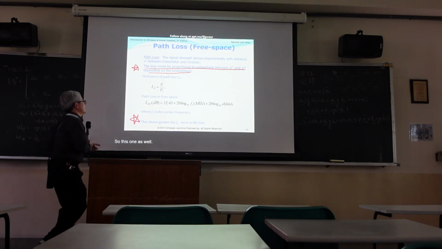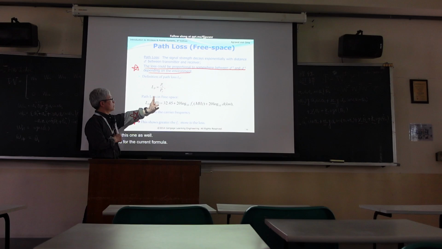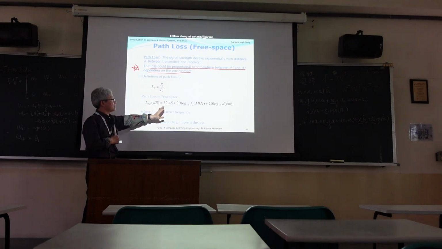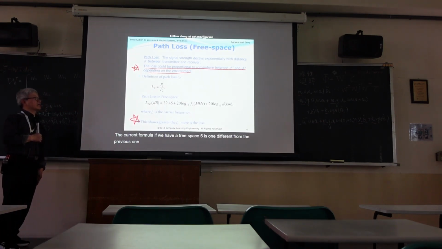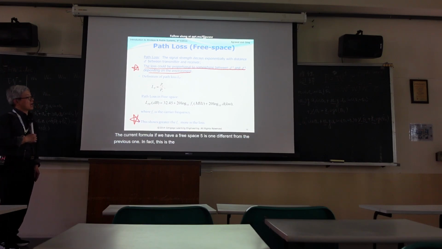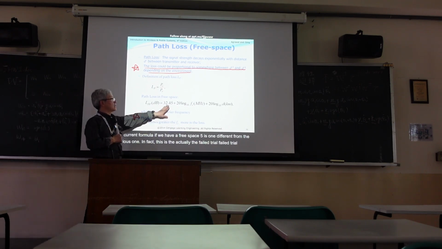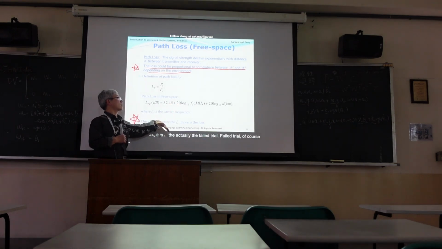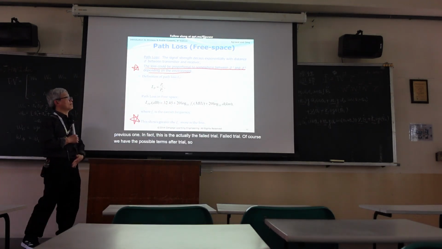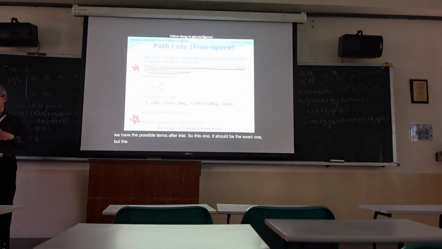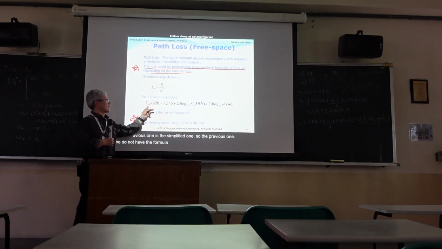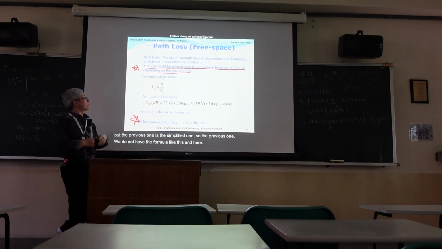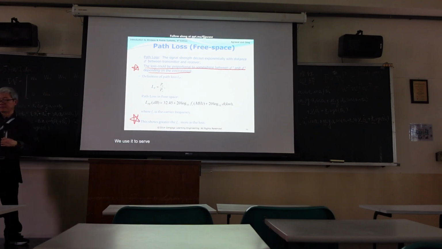And for the current formula, if we have free space, why is this one different from the previous one? In fact, this is from field trials, where we have the possible terms after trial. So this one should be the exact one, but the previous one is the simplified one. The previous one did not have a formula like this. And here, we use it to serve as the path loss in free space.